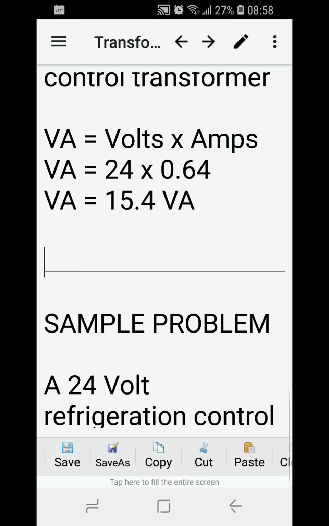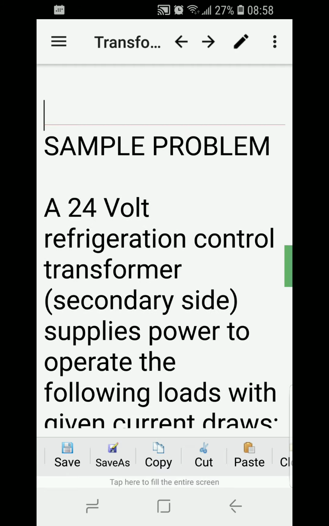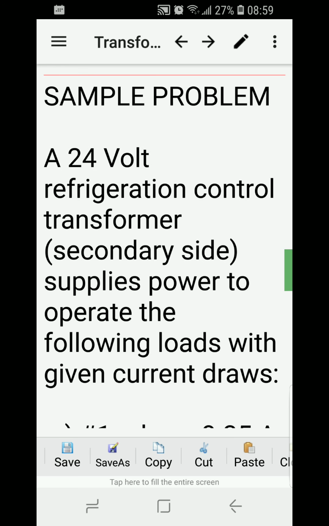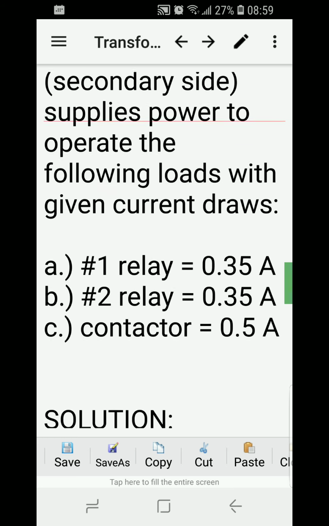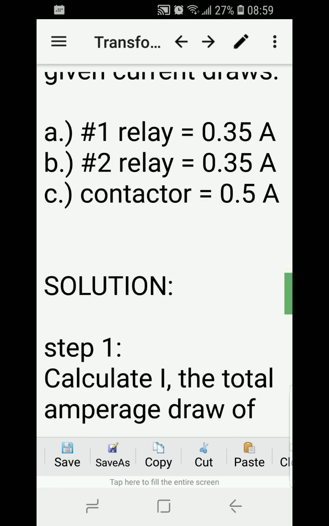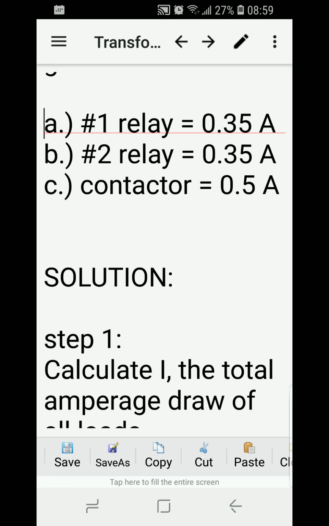Okay, then we move on to sample problem number 2. A 24 volt refrigeration control transformer secondary side supplies power to operate the following loads with given current draws. So load number 1 is a relay with 0.35 amps. Number 2, relay, 0.35 amps, and a contactor with 0.5 amps.